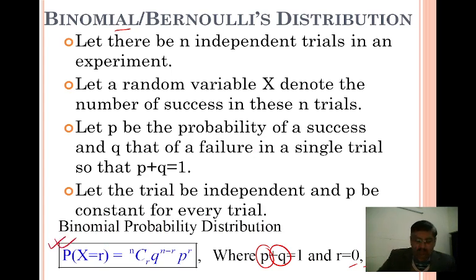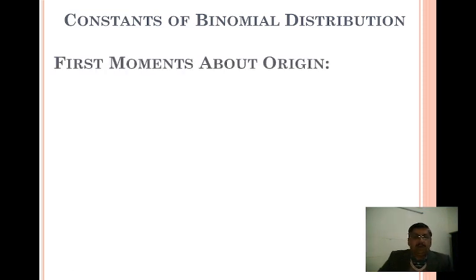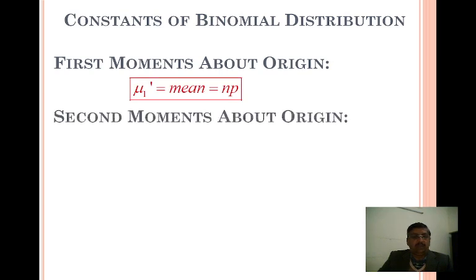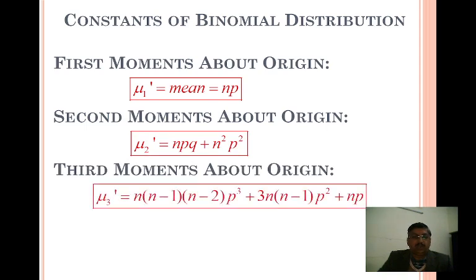And now let me introduce you to some more constants of the binomial distribution. The first moment about origin, and if I say moment about origin, there are other moments also known as moments about the mean and moments about any point. The first moment about origin is represented by mu1 dash, it equals the mean, which equals np. The second moment about origin is mu2 dash, equals npq plus n square p square. The third moment about origin is mu3 dash, equals n(n minus 1)(n minus 2) p cube plus 3n(n minus 1) p square plus np.